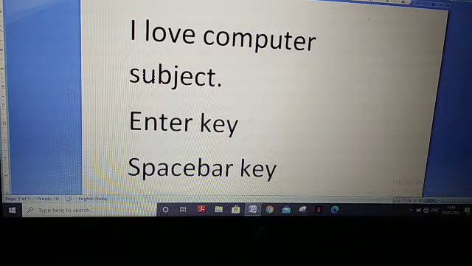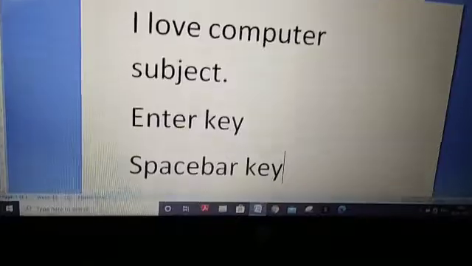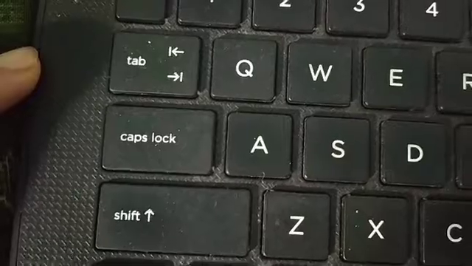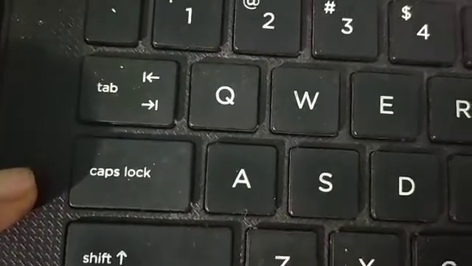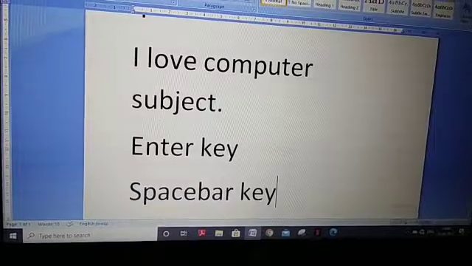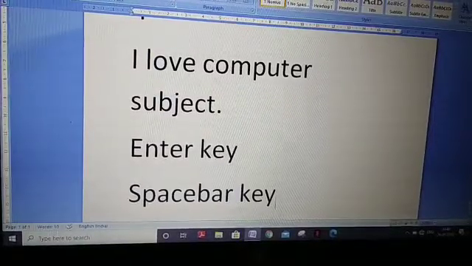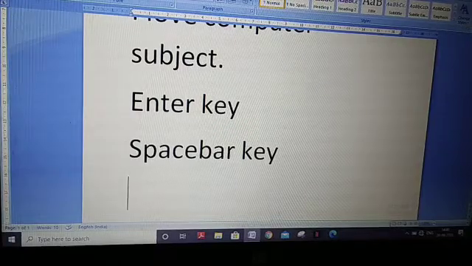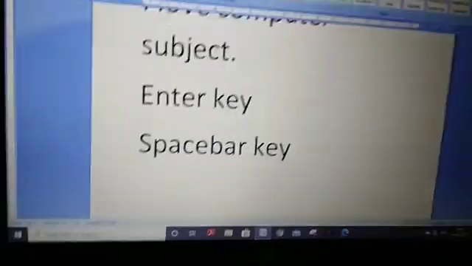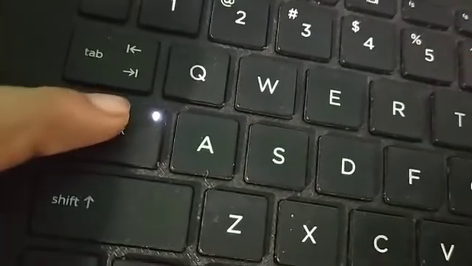Now next is the caps lock key. Here you see, this is the caps lock key. It is clearly written here: caps lock. Now what is the use of the caps lock key? It is very interesting. When you press the caps lock key, here you can see its light glowing. Can you see the glowing light here? When I press it again, the light is off now.